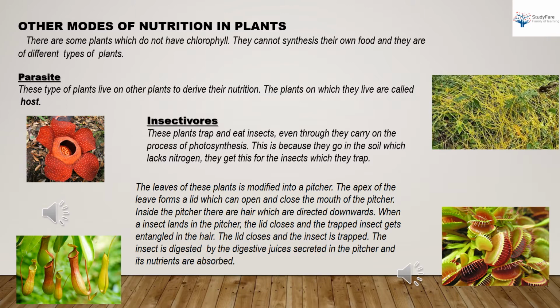The leaves of these plants are modified into a pitcher. The apex of the leaf forms a lid which can open and close the mouth of the pitcher. Inside the pitcher there are hairs which are directed downwards. When an insect lands in the pitcher, the lid closes and the trapped insect gets entangled in the hair. The insect is digested by the digestive juices secreted in the pitcher, and the plant absorbs all the nutrients.